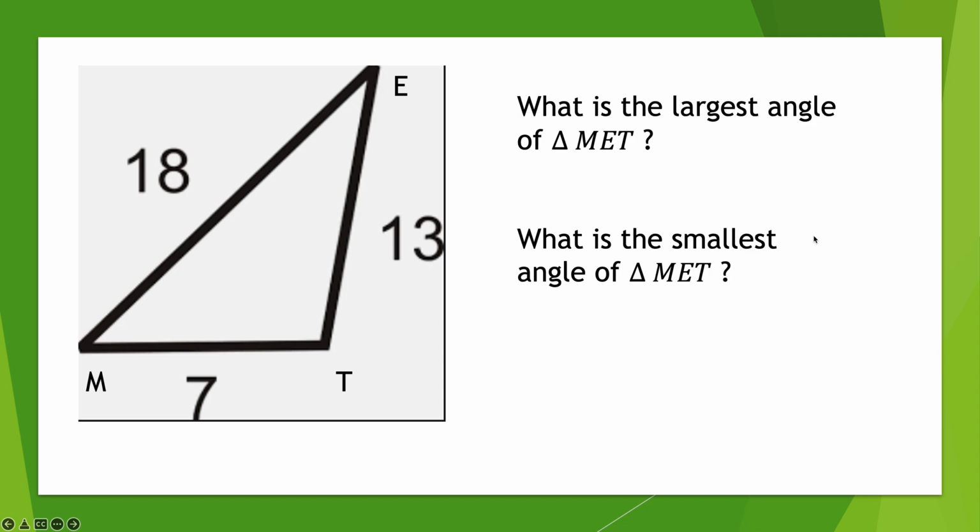What's the largest angle of triangle MET? What's the smallest angle? I'm sorry, what's the largest angle and smallest angle? Go ahead. So the largest angle is T because it's across from the longest side. And the smallest angle is E because it is across from the smallest side.